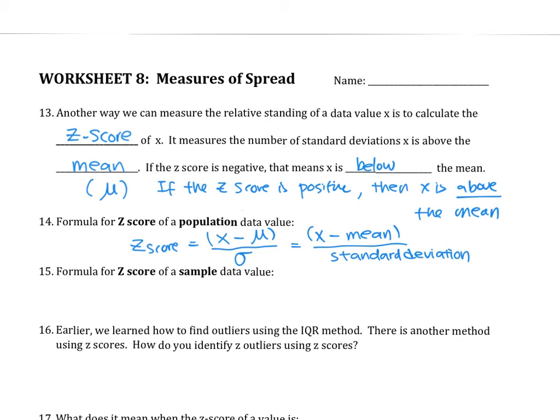Same thing for a sample. It's the same formula, but we have to label it differently. Z-score, if you have a sample, take a number, subtract the mean, x bar, and divide by s. So it's exactly the same thing. You notice that the formula is basically the same, but we just call it a different name. There's mu for population, there's x bar for sample, there's sigma and s.